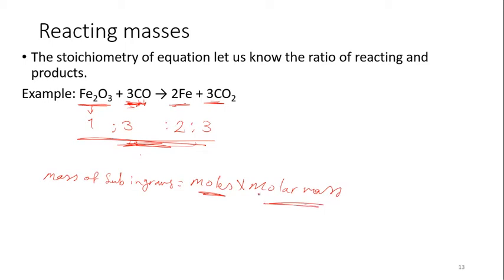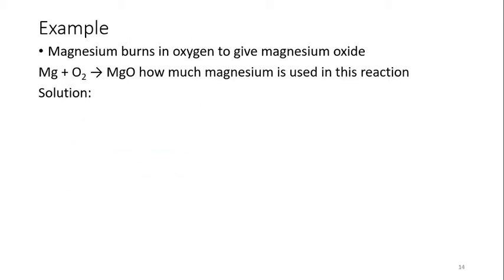Let's take an example. It will just make it easier to understand. Example: magnesium burns in oxygen to give magnesium oxide. Magnesium, and this is the equation. First, I need to balance this chemical equation.